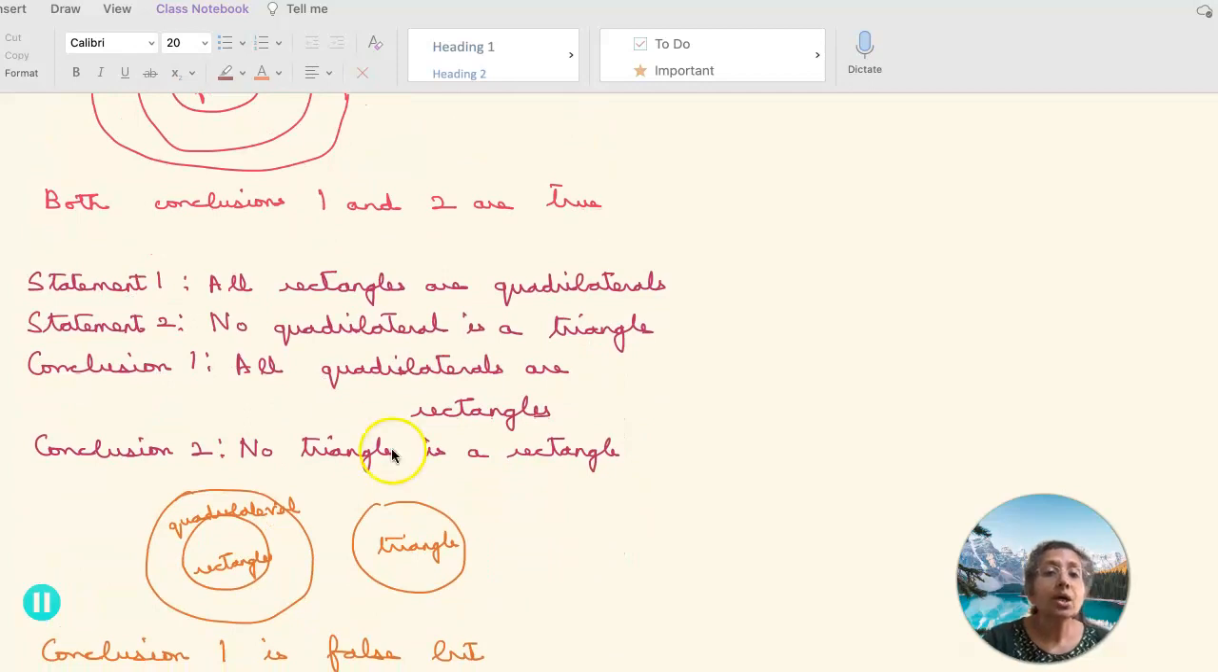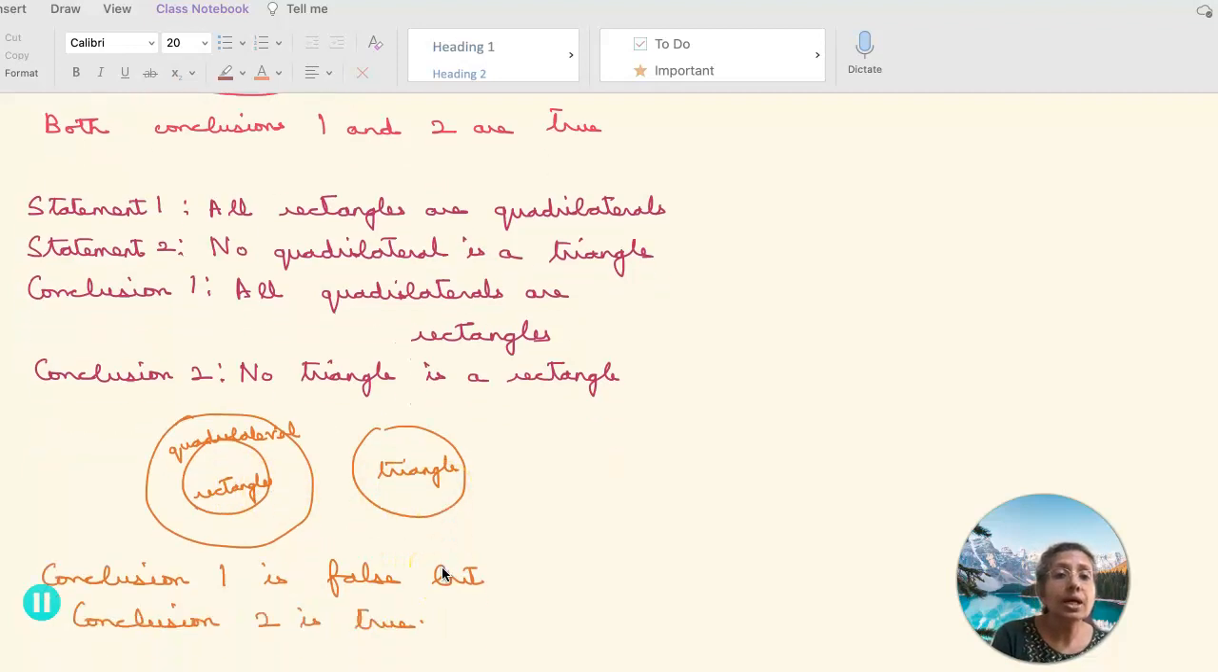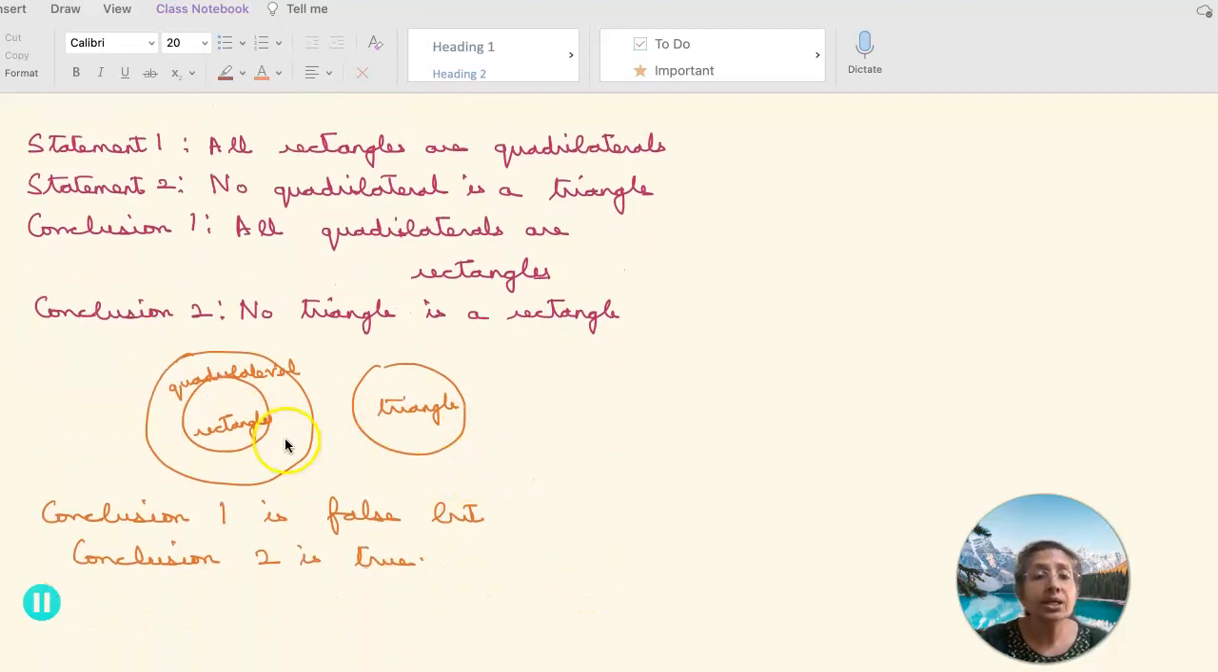Statement 1, again, all rectangles are quadrilaterals. Statement 2, no quadrilateral is a triangle. All rectangles are quadrilaterals, so we have the rectangle inside the quadrilateral. No quadrilateral is a triangle, so we draw the triangle separately. Conclusion 1 is all quadrilaterals are rectangles, which is not true. And conclusion 2 is no triangle is a rectangle, which is true. So drawing this figure helps.